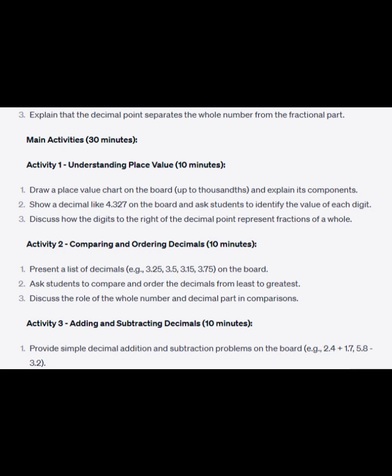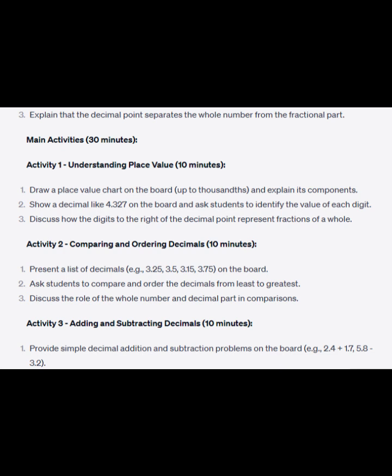Activity 2, Comparing and ordering decimals, 10 minutes. Present a list of decimals, e.g., 3.25, 3.5, 3.15, 3.75, on the board. Ask students to compare and order the decimals from least to greatest. Discuss the role of the whole number and decimal part in comparisons.